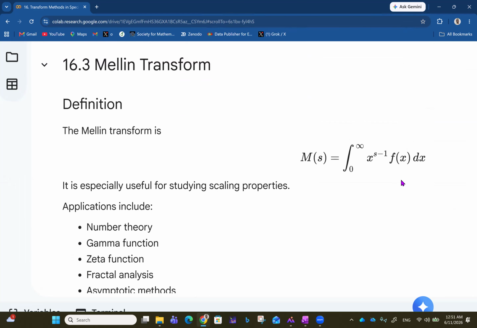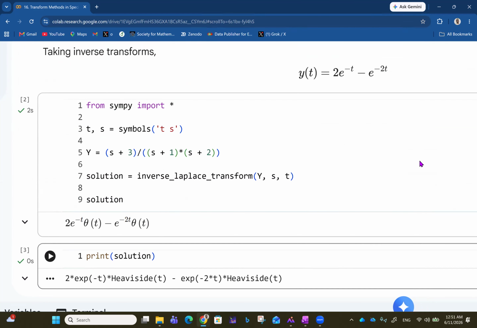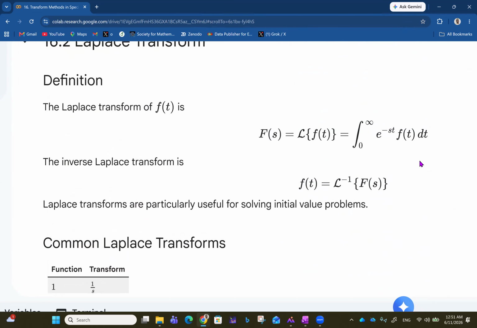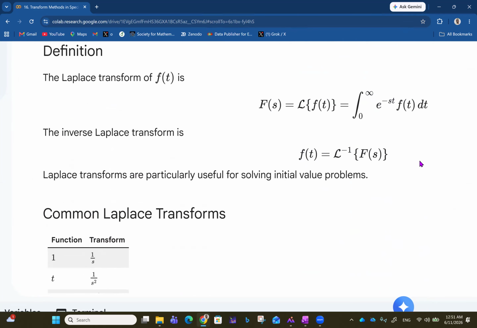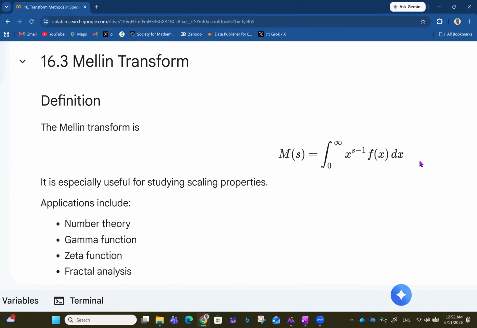Then we move on to the Mellin transform. The Mellin transform is M of s, which is equal to the integral from 0 to infinity of x raised to s minus 1 times f of x dx. It bears a bit of resemblance with the Laplace transform we just saw. For the Laplace transform, it's e raised to minus st times f of t dt. But for this one, it is x raised to s minus 1 rather, multiplied by f of x dx.